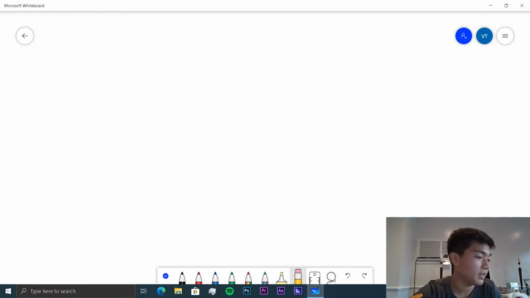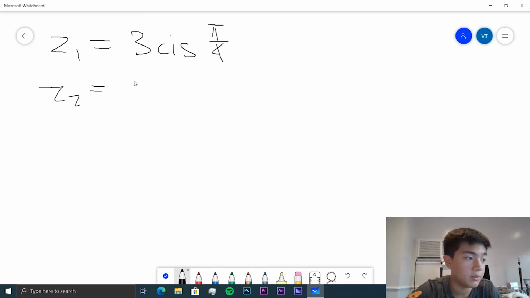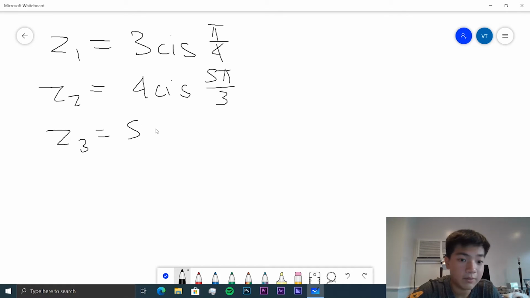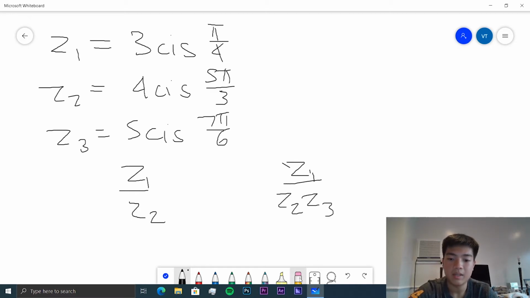So the first question we need to find is, I guess we'll just do the odd ones. We're given that z1 is equal to 3 CIS pi over 4, z2 is equal to 4 CIS 5 pi over 3, and z3 is equal to 5 CIS 7 pi over 6. First we need to find z1 over z2, and next we need to find z1 over z2 times z3. So we'll find this one first.